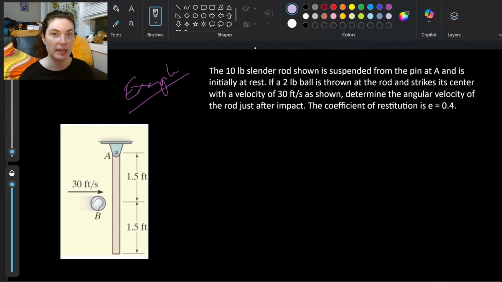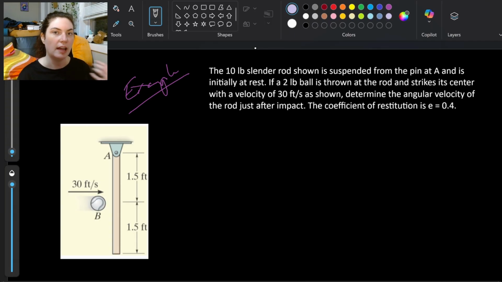So we'll look at just one example problem here and see how this works. In this problem, we've got a 10-pound slender rod that's suspended from the pin at A and is initially at rest. If a 2-pound ball is thrown at the rod and strikes its center with a velocity of 30 feet per second as shown, determine the angular velocity of the rod just after impact. The coefficient of restitution is e equals 0.4.